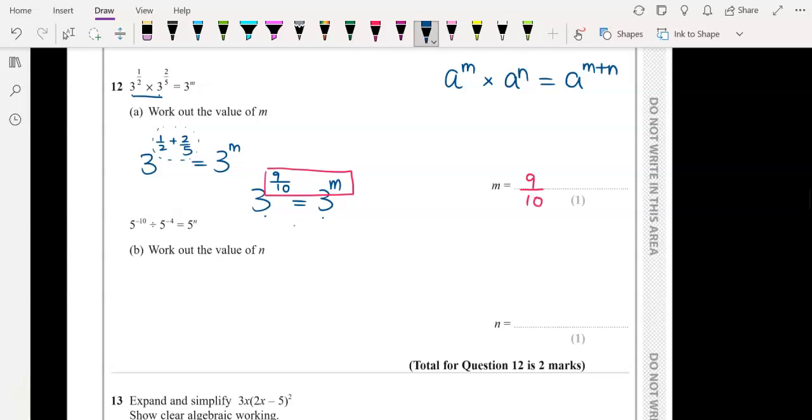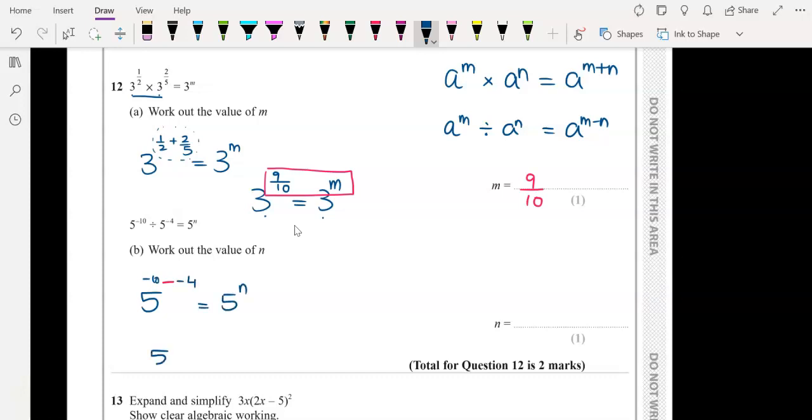Part B, 5 power negative 10 divided by 5 power negative 4 equal 5 to the power of n. Again, since we divide two exponents with the same base, in this case we need to subtract the powers. So 5 power negative 10 divided by 5 power minus 4, we need to subtract the two powers. So the first power is negative 10 and minus second power is negative 4 equal 5 to the power of n.